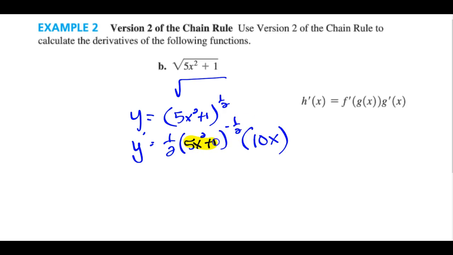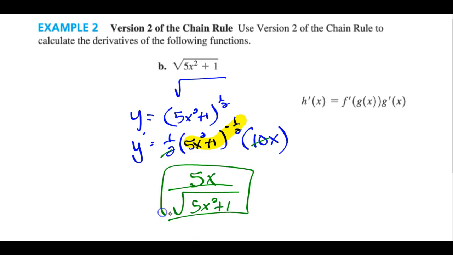So everything here in yellow, the negative exponent says put it back in the denominator. And well, I can reduce this too instead. So I have a 5x in the numerator, and then in the denominator, I have the square root of 5x squared plus 1.